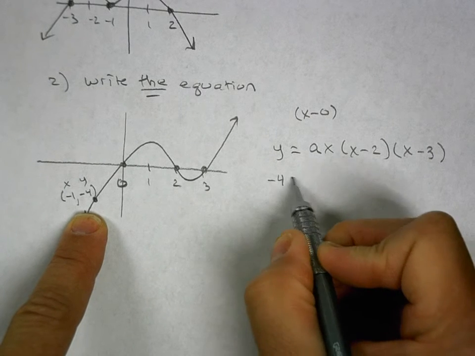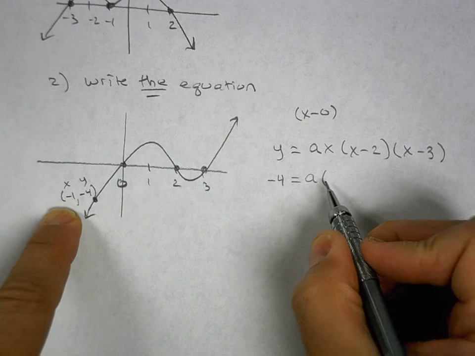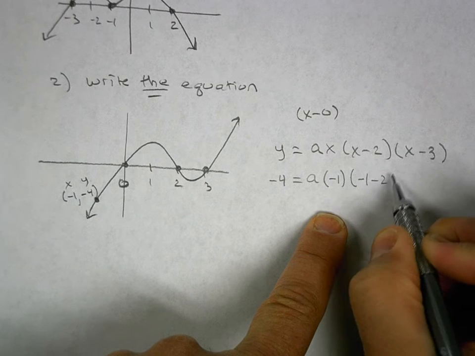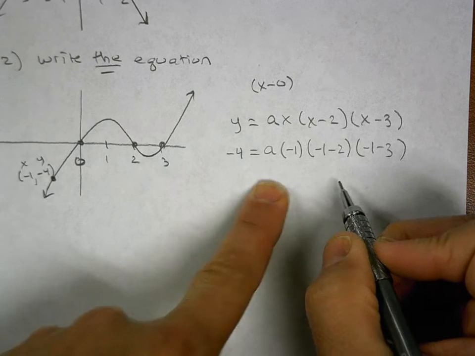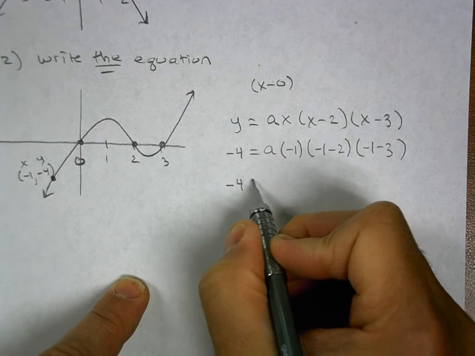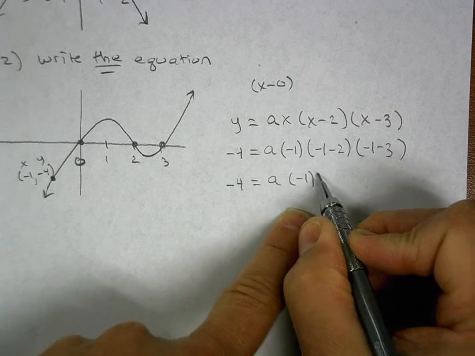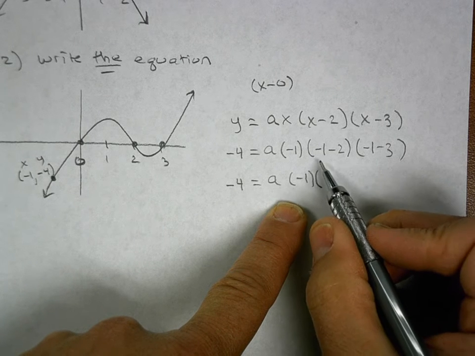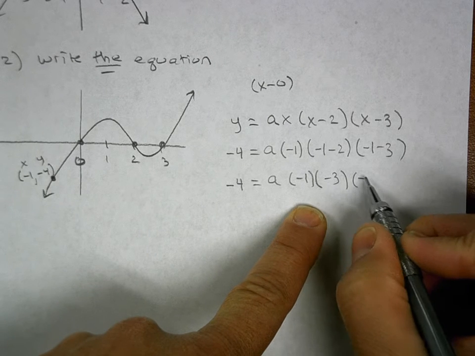So negative 4 is equal to a times, wherever you see an x, let's go ahead and substitute negative 1. So negative 1 times negative 1 minus 2 times negative 1 minus 3. And we're going to solve for a. Let me put all this together here. So negative 4 is equal to a times, I'll not skip any steps here, negative 1, negative 3, negative 1 minus 2 is times negative 4.